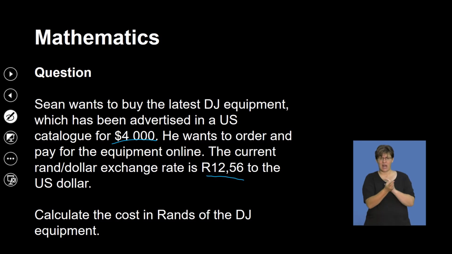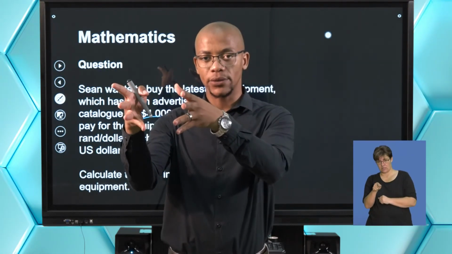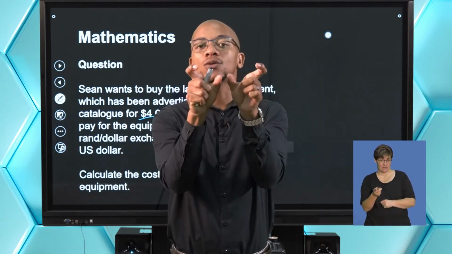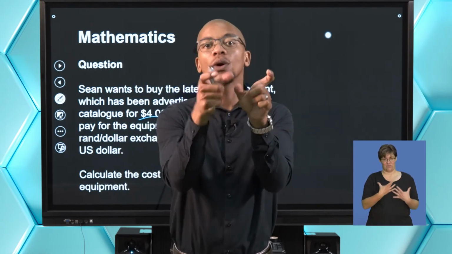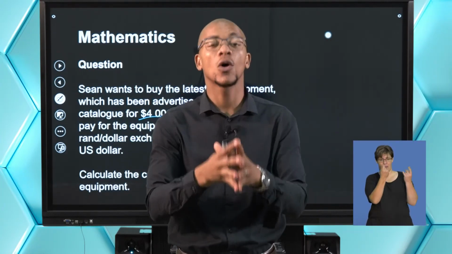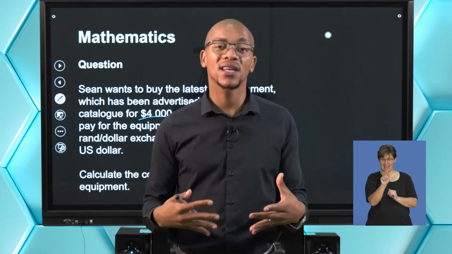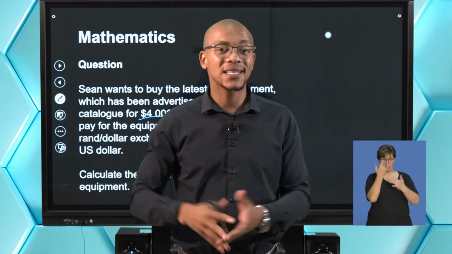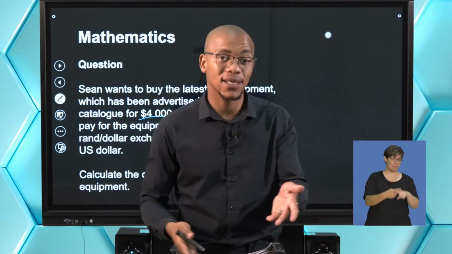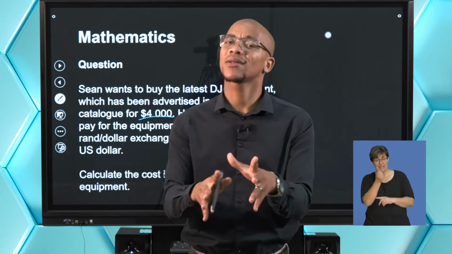The first thing that you need to do here, guys, is write down what you call the key, right? The key is to say $1 equals how much in rands. And that is what is going to inform you as to what you're going to do to convert this amount. So make sure that you start with the key, especially when you get to the exchange rate, because we might make a mistake. Instead of dividing, we multiply. Instead of multiplying, we divide. So just make sure that you understand exactly what you are doing, guys.